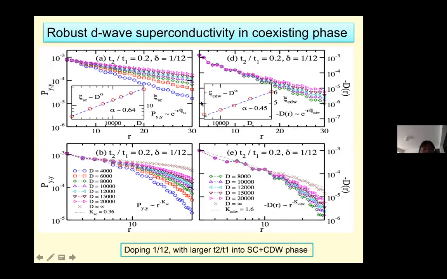We also look at more data of superconducting correlation in this coexisting phase. It really has very similar behavior as the uniform superconducting phase. However, the CDW power exponent reduced.